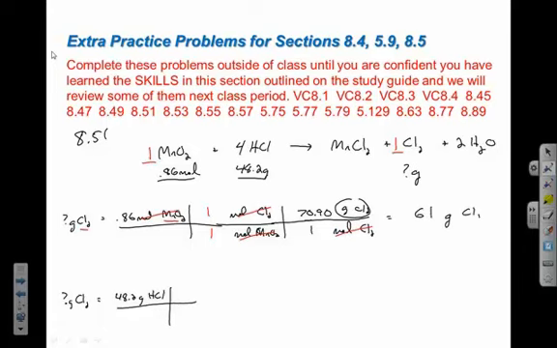grams of Cl2. So what I just calculated is the amount of Cl2 I could make if I assume that every bit of the MnO2 reacts.